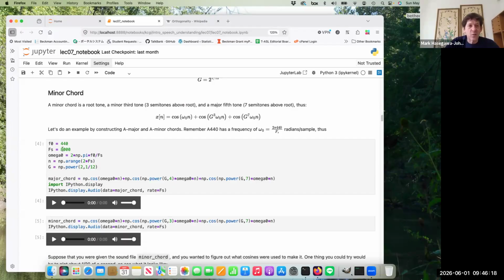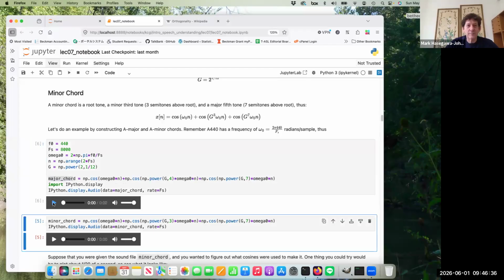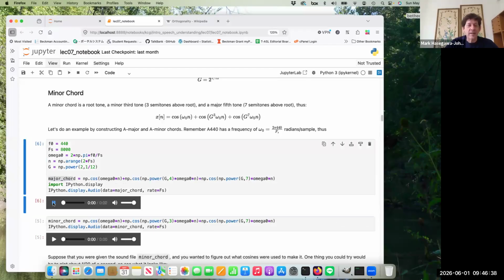So let me first create the major chord. G is 2 to the 1/12th power, and I'll take cosine of omega naught n plus the cosine of G to the 4th times omega naught plus the cosine of G to the 7th omega naught, and that will be the major chord. Let me create a major chord and play it back. Right, so that's the major chord. It's the A and the C sharp and the E.